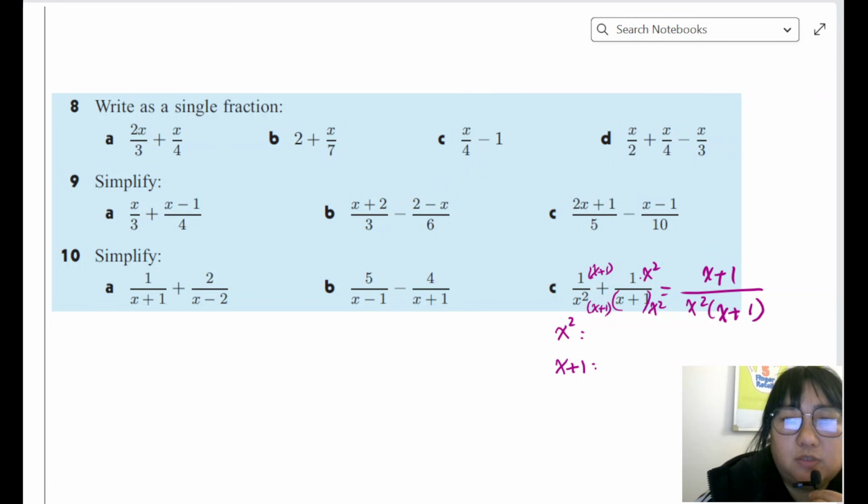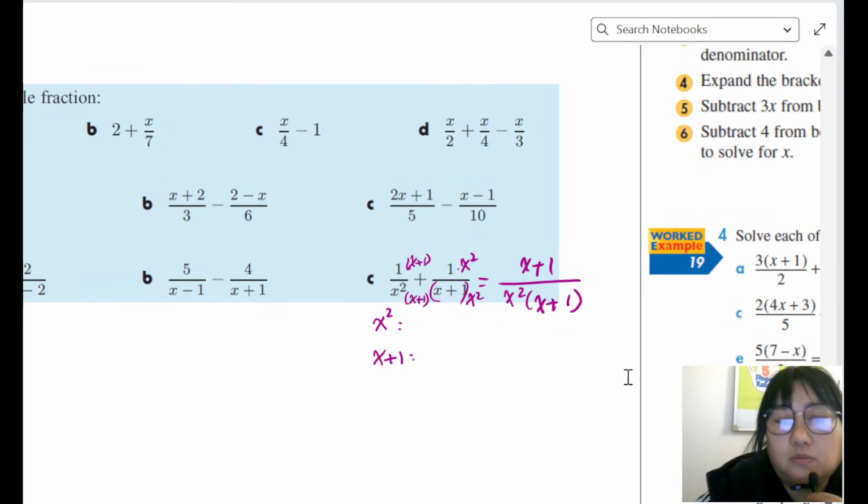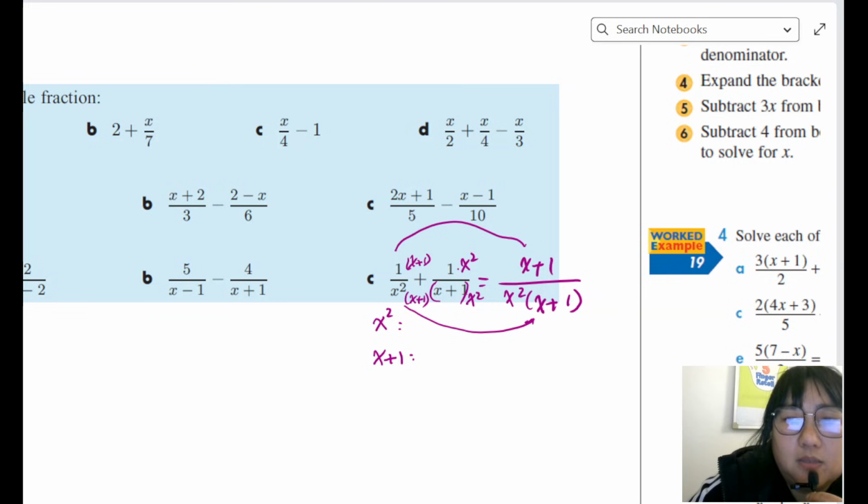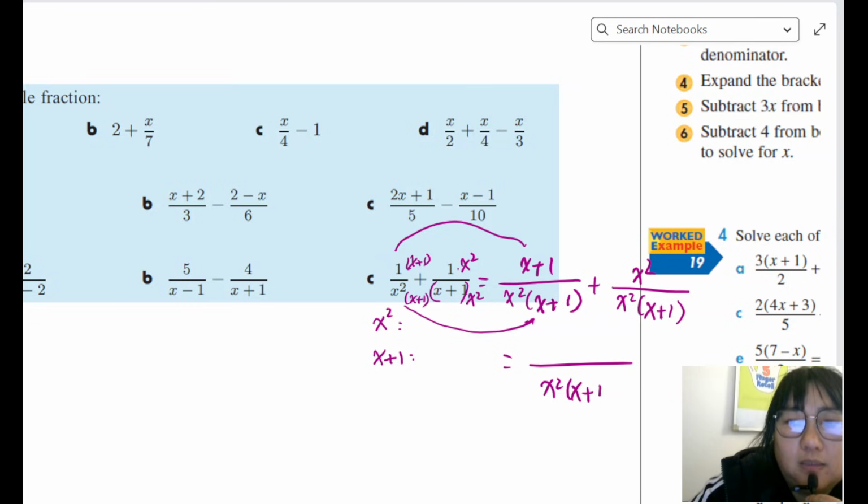So that is the first fraction. The 1 will be changed to x plus 1. And the denominator will change to x squared times x plus 1. Then plus x squared times x plus 1. And then the top 1 times x squared will be x squared. So I can copy down this one here. And the top is x plus 1 plus x squared.